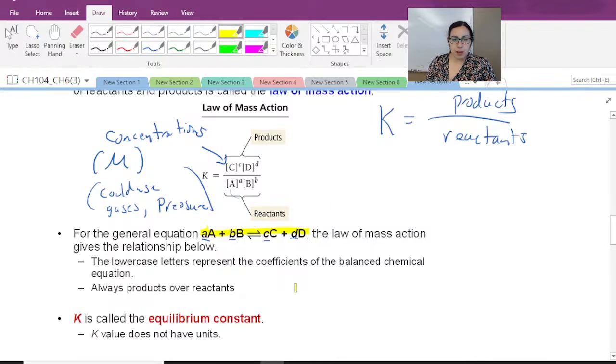So not too bad, we just have to be able to follow that form. Those lowercase letters represent your coefficients. As long as you have your balanced equation, it should be relatively straightforward to translate this into our equilibrium expression.